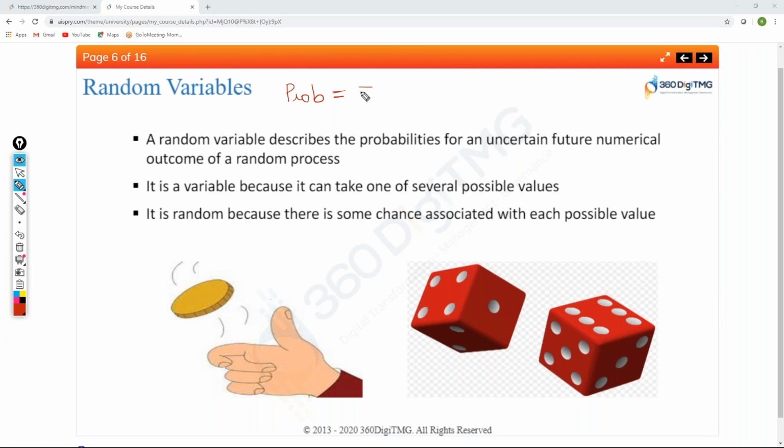But yeah, probability is written as number of interested events divided by total number of events. And here, a random variable describes the probabilities for an uncertain future numerical outcome of a random process. This is exactly how the definitions would appear in your statistical books.